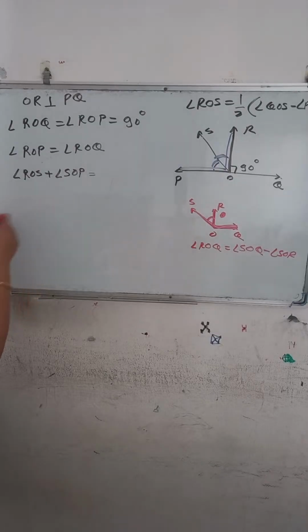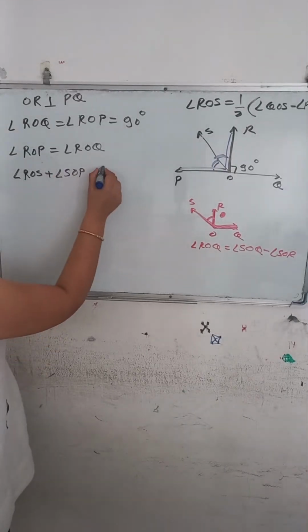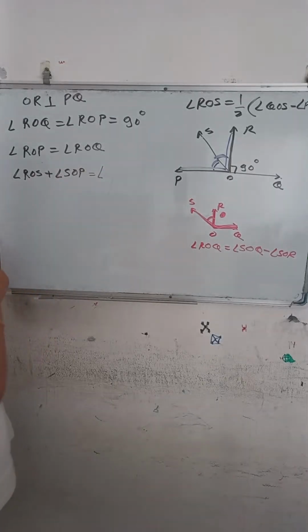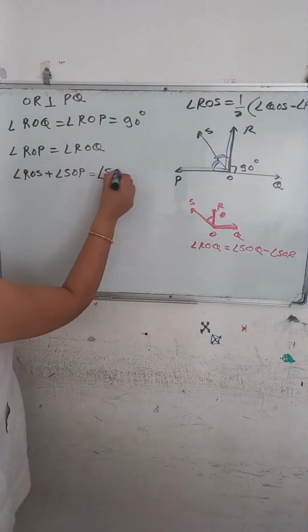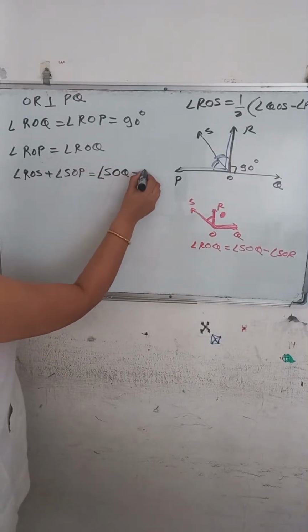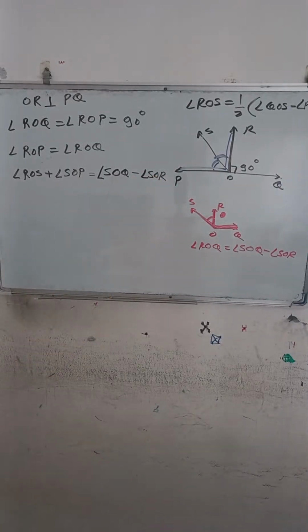So the same I am writing here. Instead of ROQ, I can write it as angle. Use black pen. So ROQ is nothing but SOQ minus angle SOR. I can write it like this.